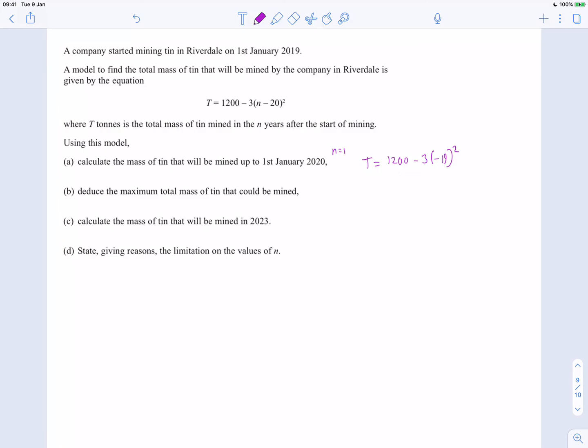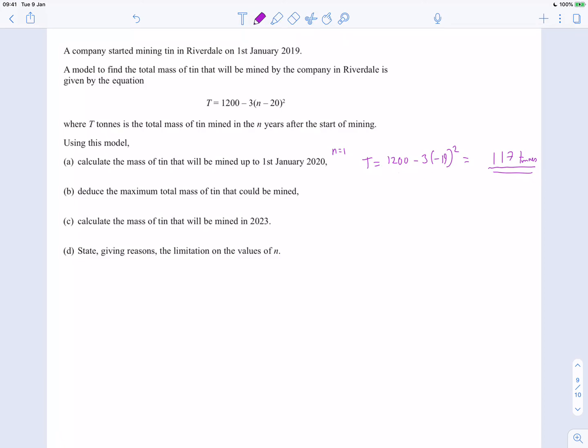is minus 19, squared. So 19 squared is, it's 19 squared. Is it 361? What is it, 19 times 19? Yeah, and then times that by 3. So it's 1,200 minus 1,083. So it's going to be 117, I'm using the calculator, sorry. Okay, so it looks like 117 tons. You have to put the unit because we're interpreting a real life thing.